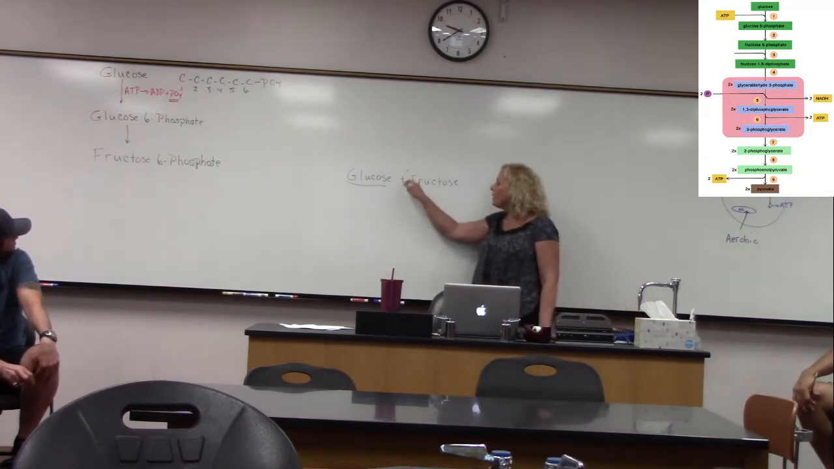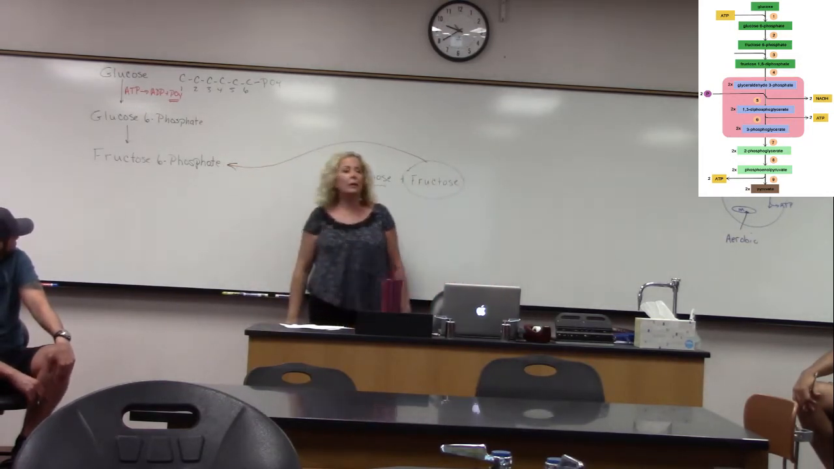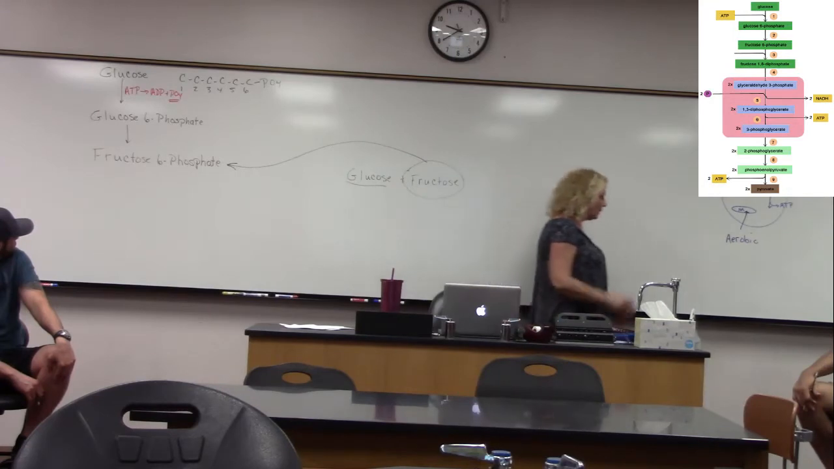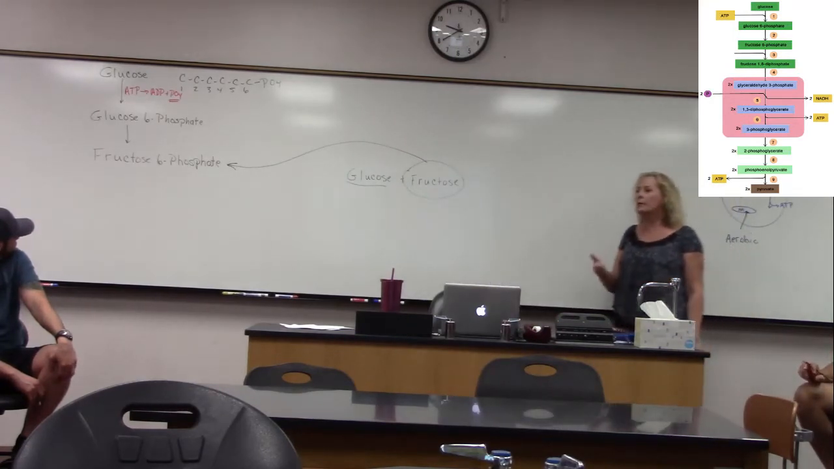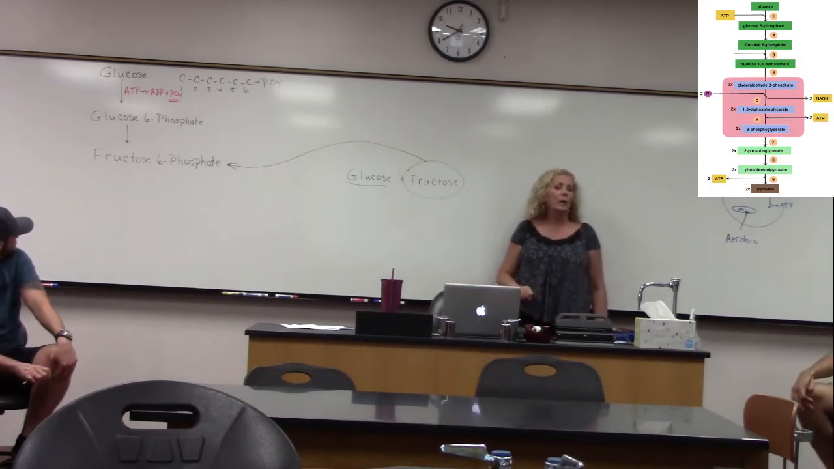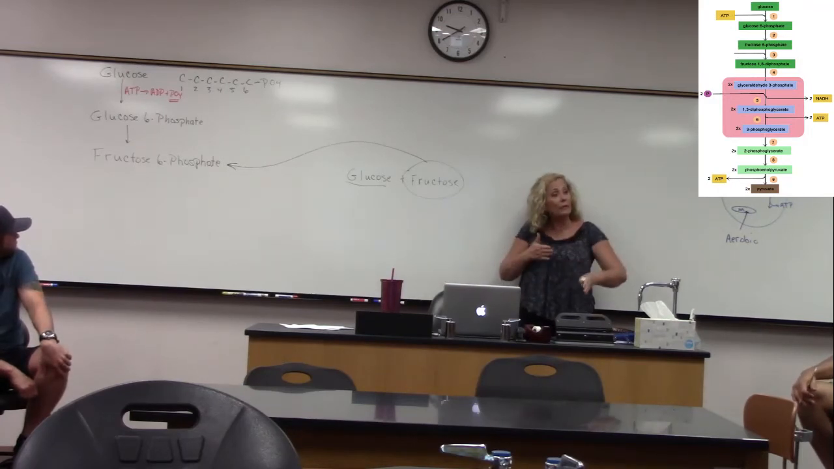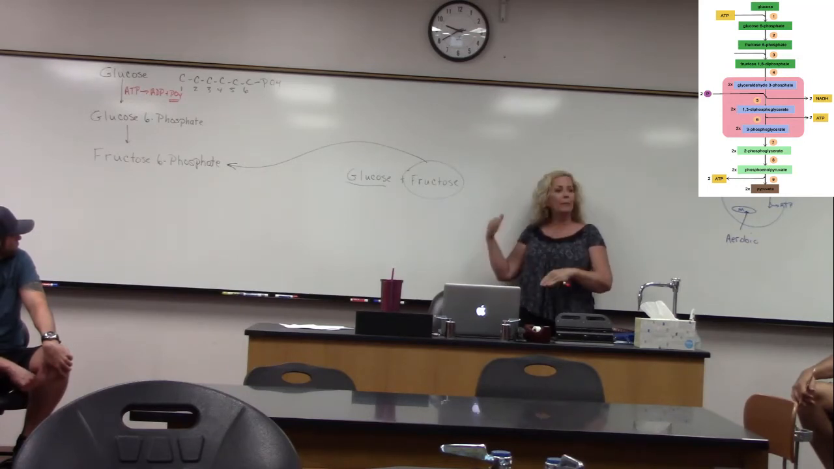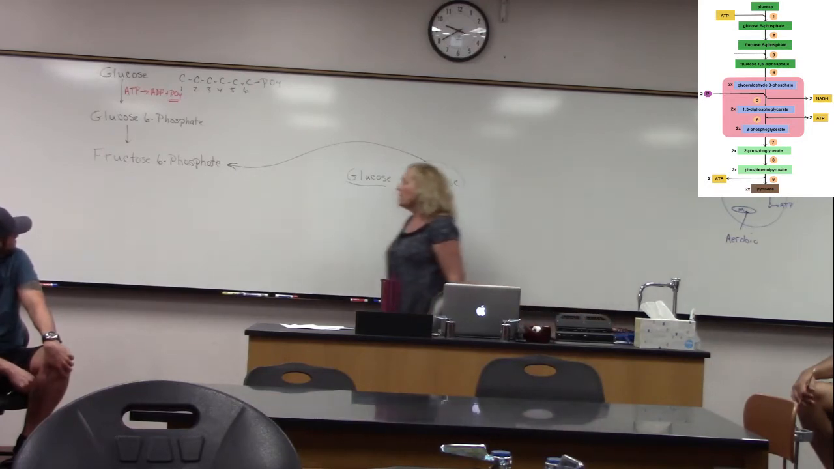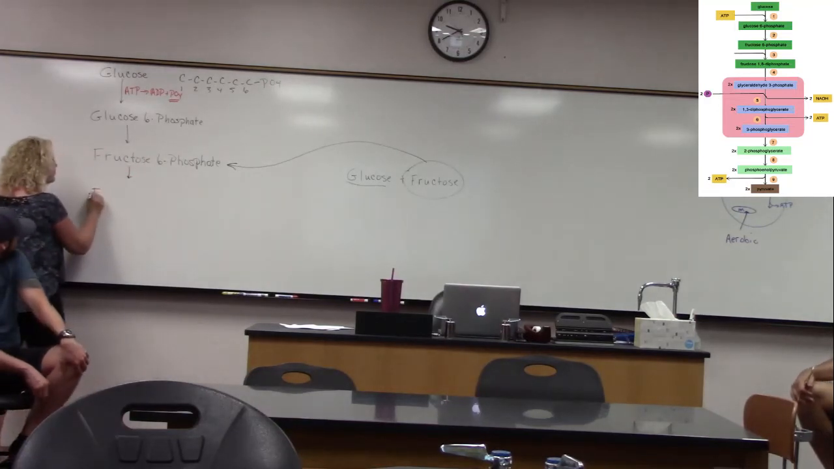So this fructose can actually be converted, inside our cell, into fructose 6-phosphate. So we can convert glucose into fructose 6-phosphate. And we can convert fructose into fructose 6-phosphate. And then all the rest of the steps from here on out can happen for either glucose or fructose. And so we're able to save some energy and be able to make more ATP with both of these molecules. Okay?